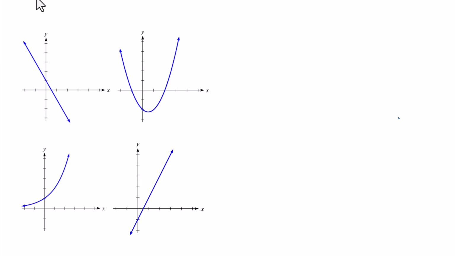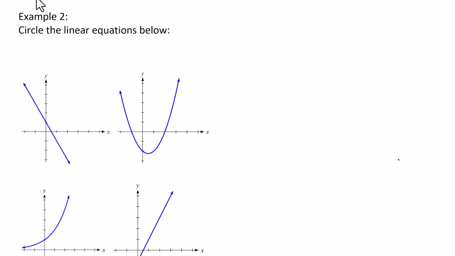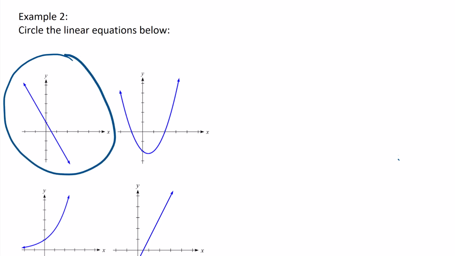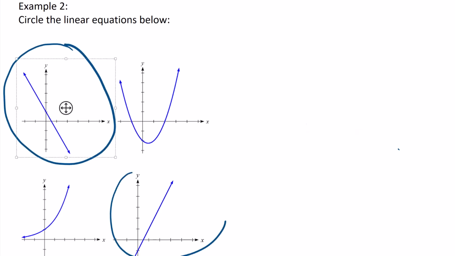And so what we're looking for are the linear equations. Circle the linear equations below. That's what example 2 wants us to do. So the ones that are straight lines are the linear equations. Now, if you're curious what the others are, we can label these because we did talk about what they look like as equations in the previous example.